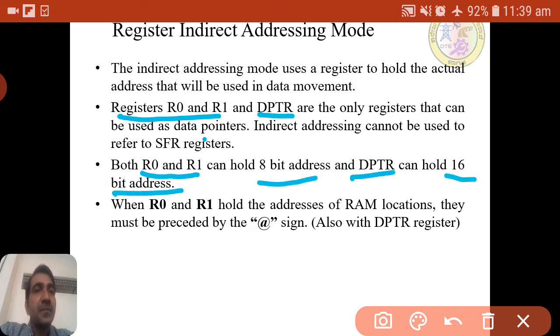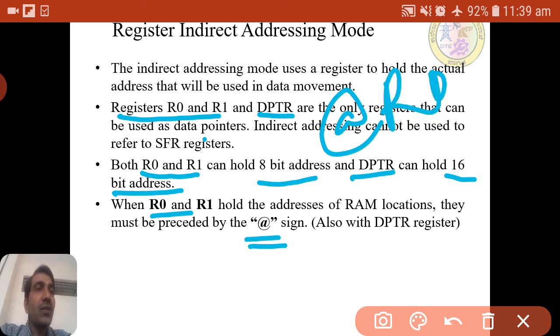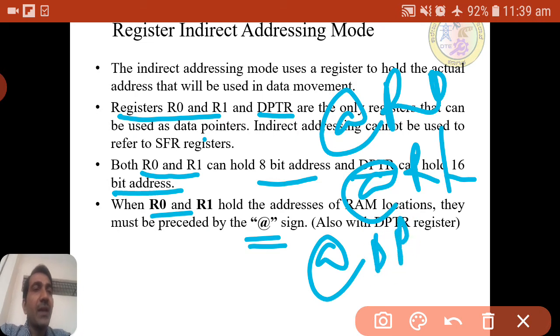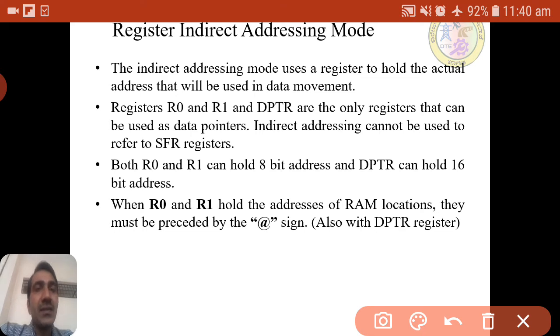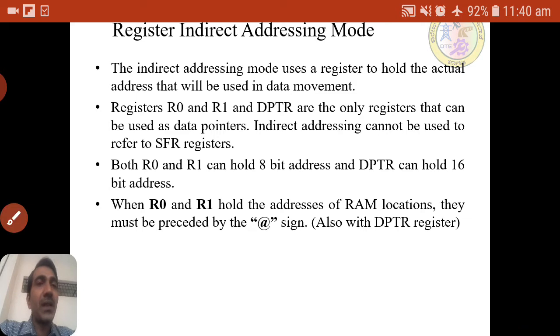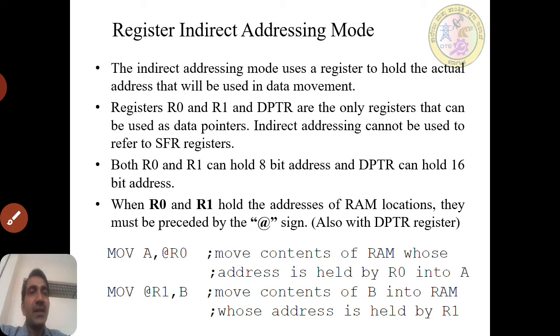One more thing: whichever of R0, R1 and DPTR we are using will be preceded with the @ symbol, that means @R0, @R1 or @DPTR. It will be used like this. In the register indirect addressing mode, we use the register to hold the address from which we need to transfer the data. The syntax for this we will see here.